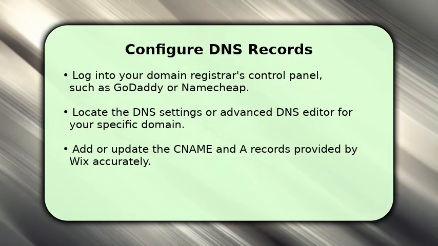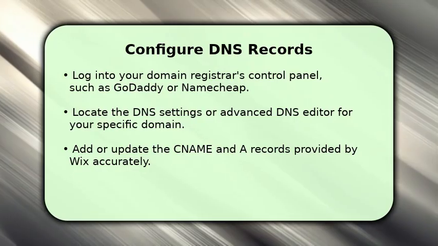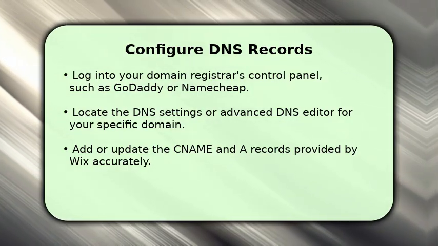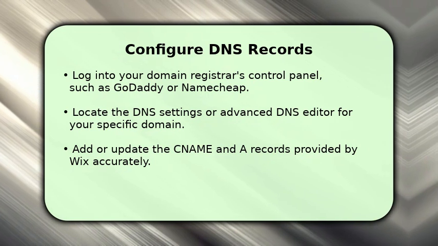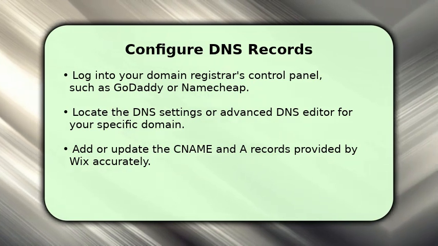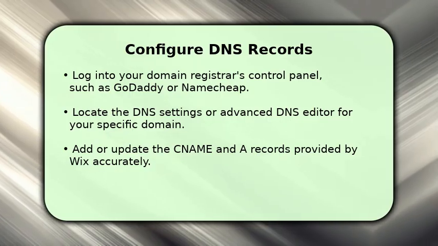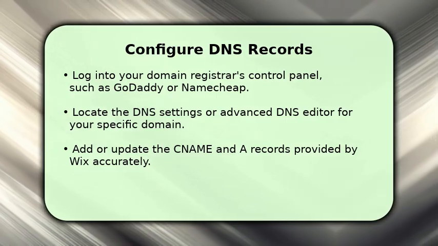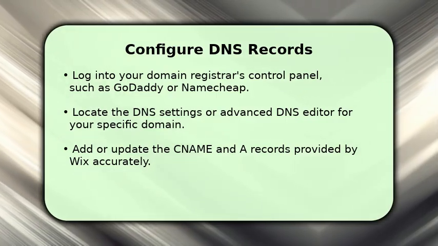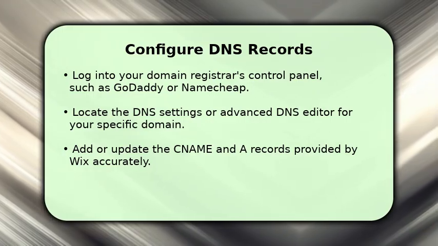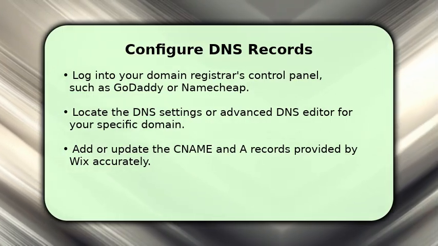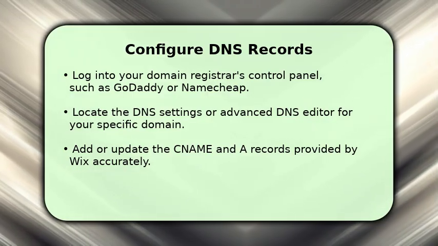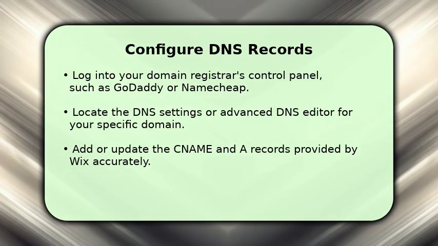Now, it's time to configure your domain's DNS records at your domain registrar. Log into your registrar's control panel and find the DNS settings. You'll need to add or update two types of records: a CNAME record for www and an A record. The CNAME should point to the Wix value, typically something like www.66.wixtons.net, and the A record to Wix's IP address, usually 23.166.140.215. Double-check these values for accuracy.